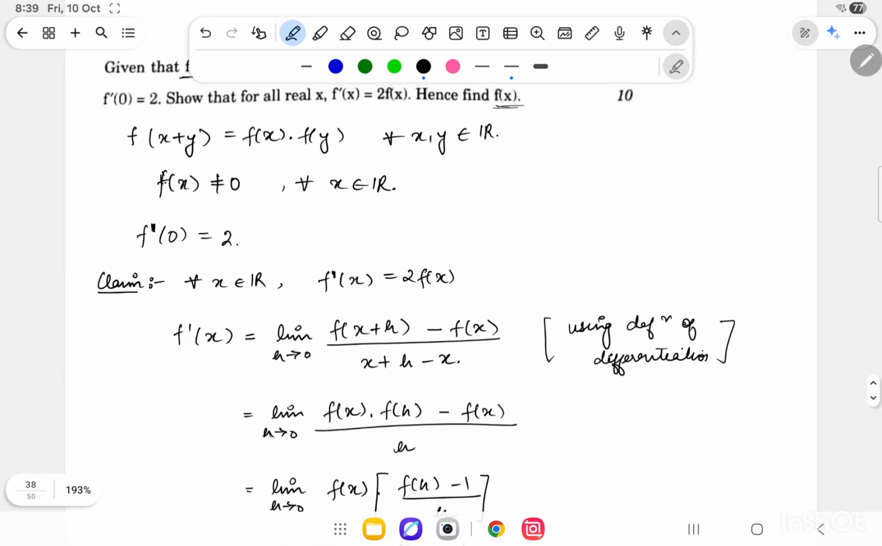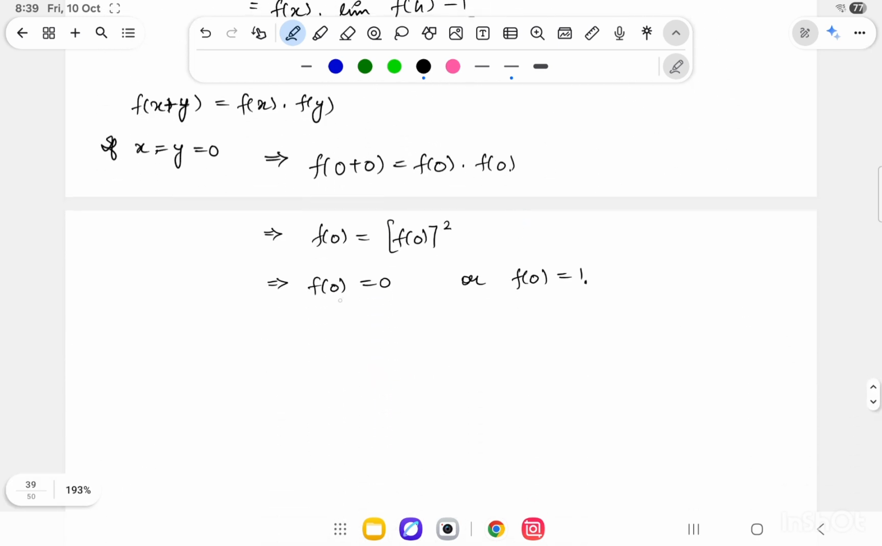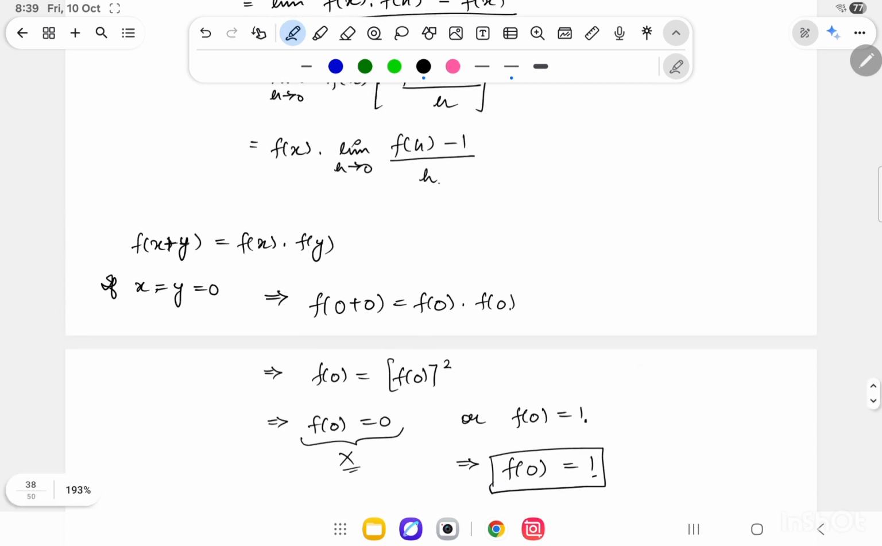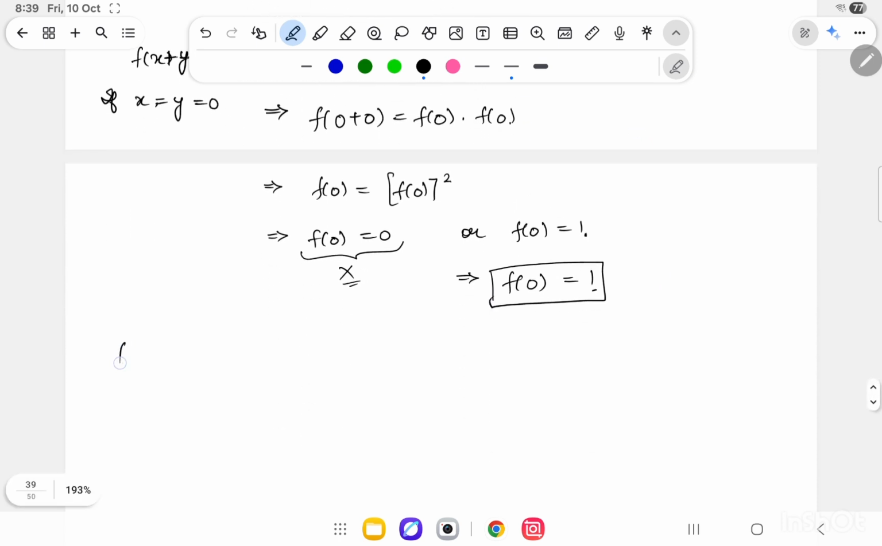But if you remember, in the question they have said that f(x) is not equal to 0 for any real value of x. So f(0) is also a real number, so f(0) cannot be 0, so we can discard this option. So from here we got that the value of f(0) is equal to 1. Now if I plug in this value of f(0) in the last equation that we got, it will be f'(x) equals f(x) times limit h approaches 0, (f(h) minus f(0)) divided by h.